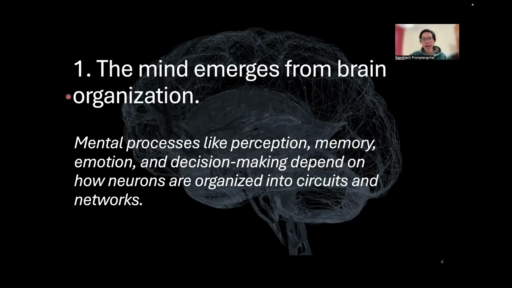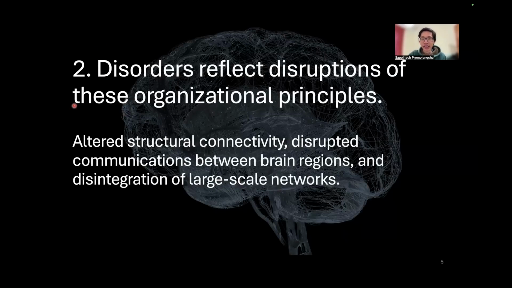Here are three reasons why connectomics matters a lot. First is because our mind emerges from how the brain organizes itself. Mental processes like perception, memory, emotion, and decision making depend on how neurons are organized into circuits and networks. You can also imagine that if something goes wrong in this organizational principle, then you get all sorts of neuropsychiatric disorders related to memory, emotion, decision making, and so on. So to reiterate, disorders reflect disruptions of these organizational principles.